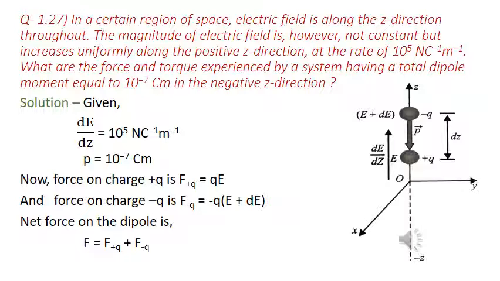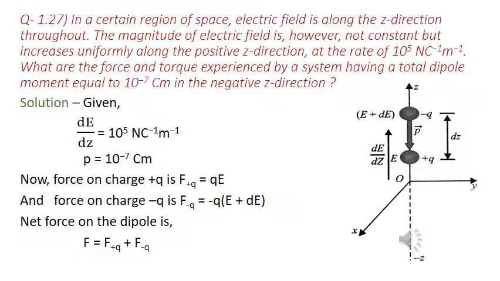For solution of this question, let us consider a dipole of length dz, and at the plus q charge of the dipole the electric field is E, and at minus q charge the electric field has increased and becomes E plus dE, and the rate of change of electric field with distance is dE by dz as shown in figure. It is given in the question dE by dz is equal to 10 to the power 5 Newton per Coulomb per meter, and dipole moment is equal to 10 to the power minus 7 Coulomb meter.